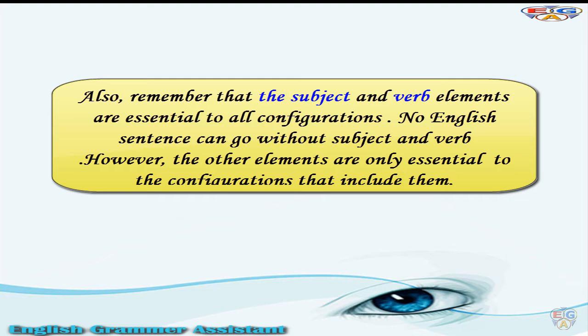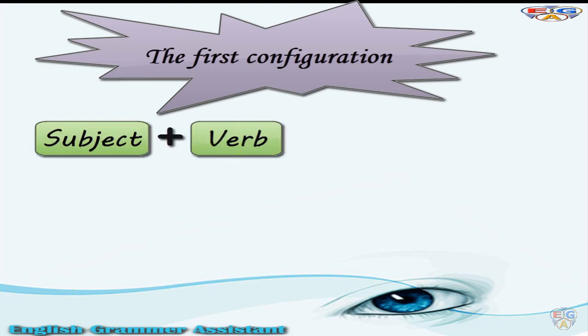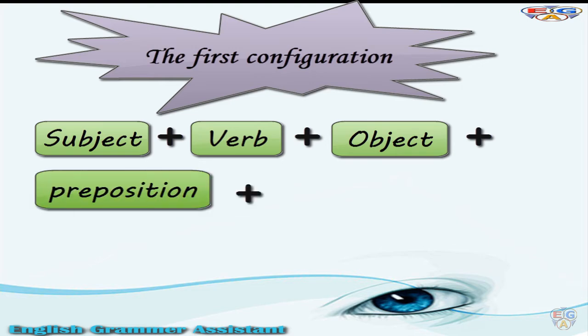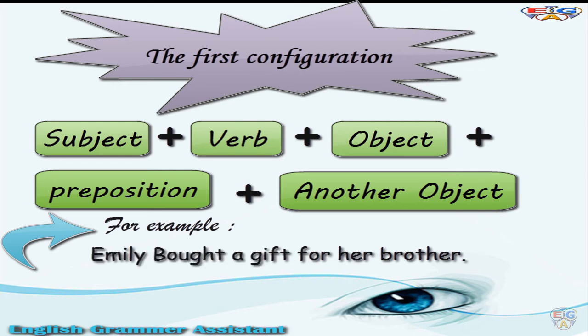Also, remember that the subject and verb elements are essential to all configurations. No English sentence can go without subject and verb. However, the other elements are only essential to the configurations that include them. The first configuration. In the first configuration, the sentence consists of the subject and the verb as main parts. It also includes an object, preposition, and another object as additional parts. For example, Emily bought a gift for her brother.